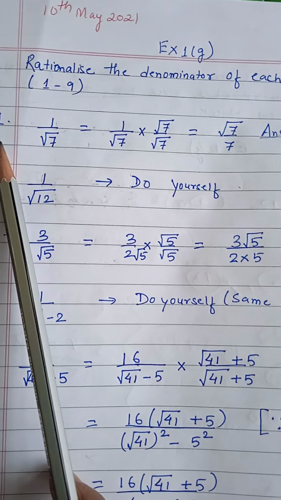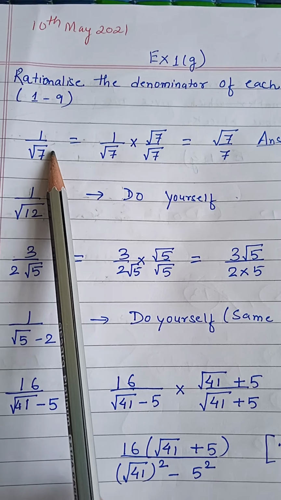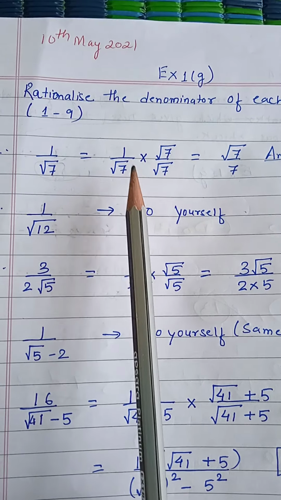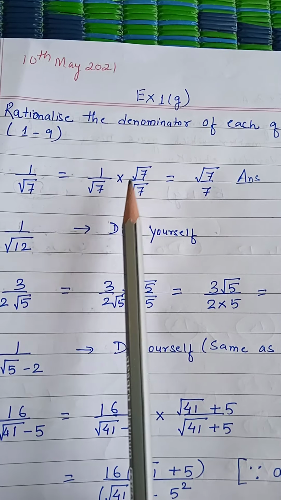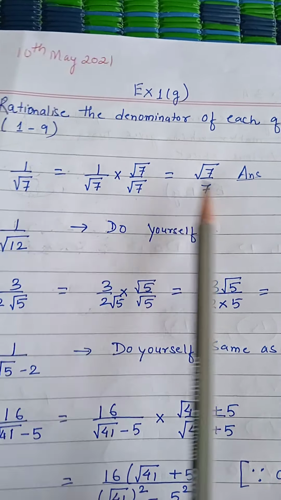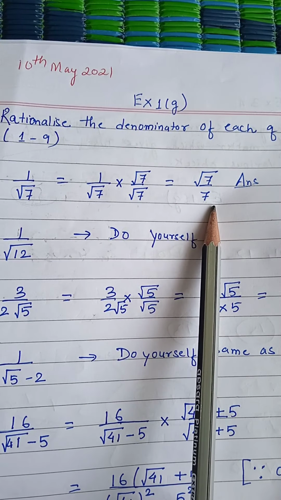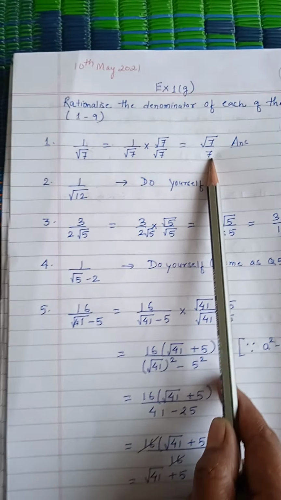In question number 1, 1 by root 7. Here the denominator is root 7, so we have to rationalize it. 1 by root 7 into root 7 by root 7, which is equal to root 7 by root 7 into root 7, equal to 7. So root 7 by 7 is the answer.